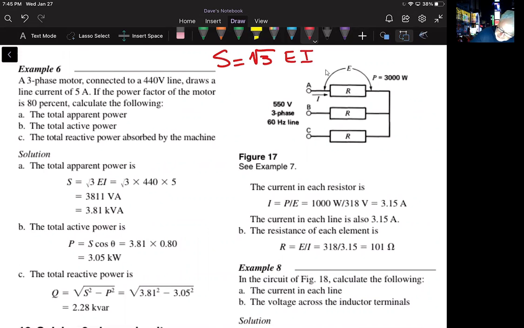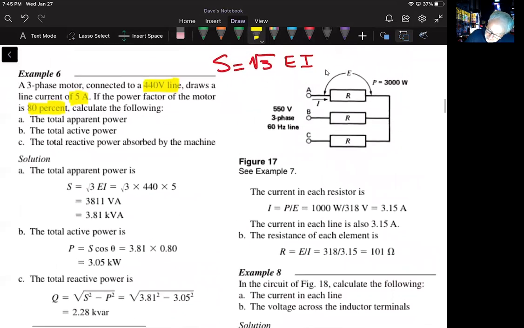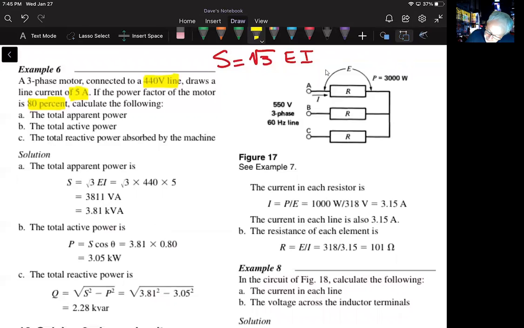A three-phase motor is connected to a 440 volt line. It's drawing a line current of 5 amps, and the power factor of the motor is 80%. Calculate the following. What is the apparent power? What is the total active power? And the total reactive power absorbed by the machine? This is, of course, getting back to our power triangle type problems. And of course, it's really pretty straightforward now, isn't it?